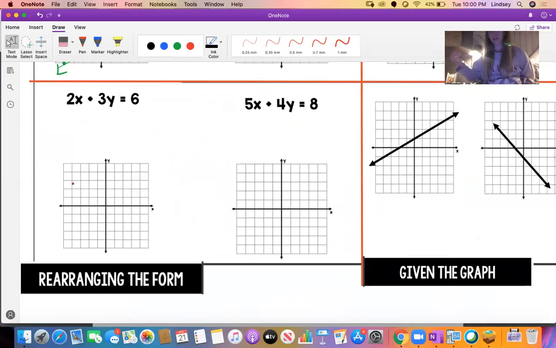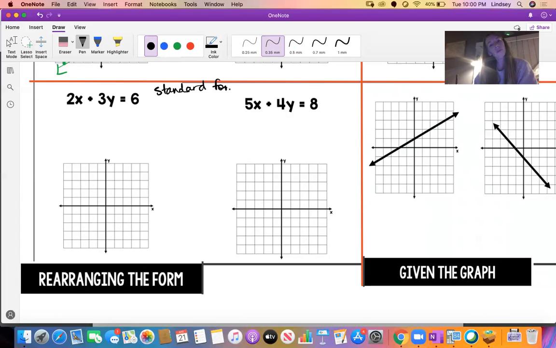Okay, so this will be how you have it the majority of the time. This form that is in right here, when it's not solved for y, this is called standard form. Okay, so if it ever says something like take it from standard form to slope intercept form, it's just wanting you to solve it for y.